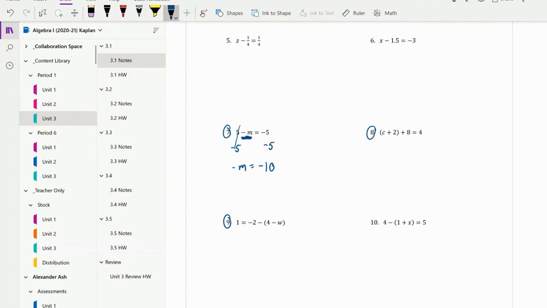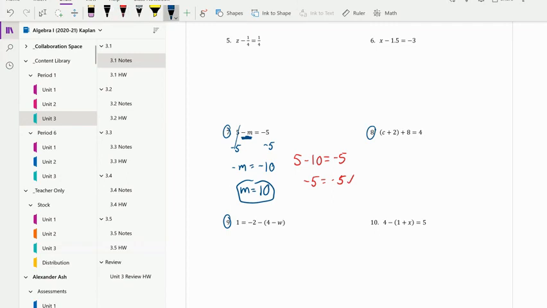Well, if negative m equals negative 10, let's just use a little bit of logic on this one before we jump into what will inevitably be discussed in our multiplication and division properties. Hopefully we see, if negative m equals negative 10, then m hopefully equals 10. And that is indeed the case. Okay, and if we check that, 5 minus 10, is that equal to negative 5? Well, 5 minus 10 is indeed negative 5. Check. Bing, bing, boom. Sweet.